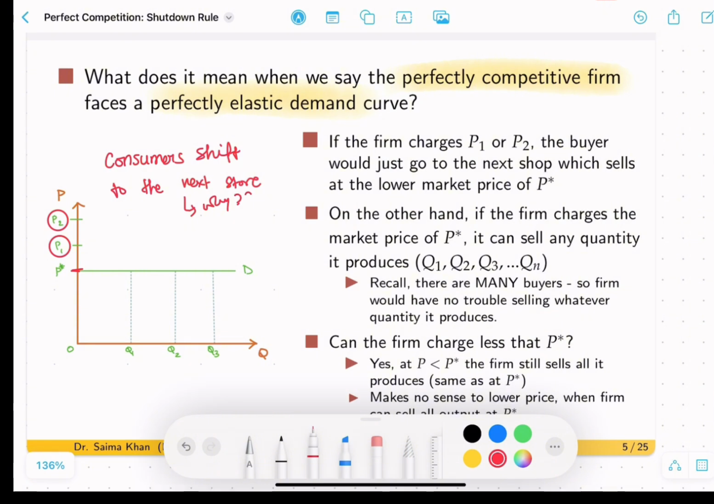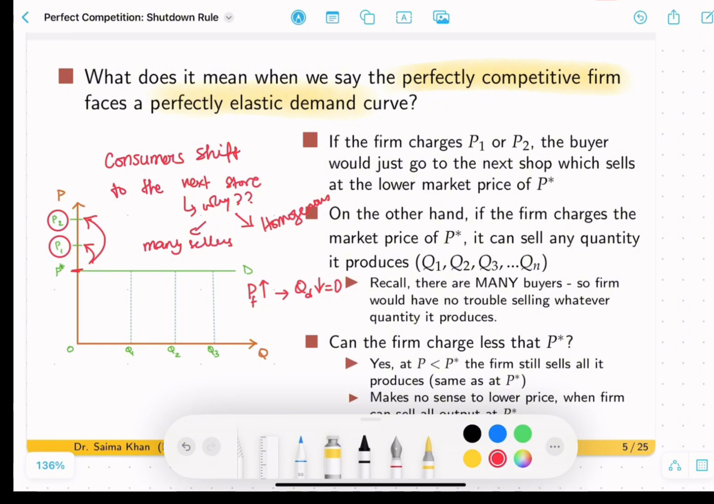Why? Number one, there are actually many sellers, right? So there are many options to switch to, many other places that are going to sell this good. At the same time, the goods are identical. The consumer doesn't feel that there's any difference between them. So if this firm suddenly decides to charge a higher price, consumers will just move to somebody else who's selling the same thing at a lower price. So if this particular firm was to increase the price, quantity demanded for this firm's product would go down to zero, right?